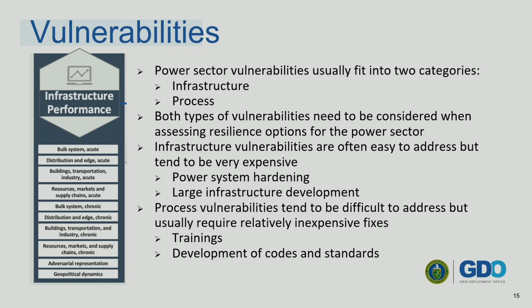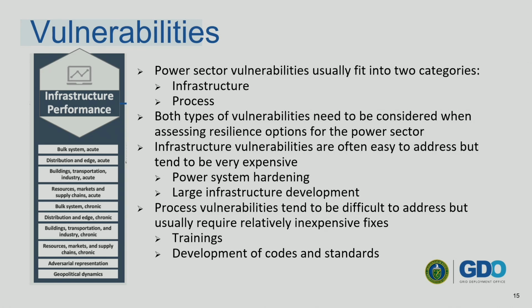Vulnerabilities are typically the weaknesses in the system, just to reiterate the definition. It usually fits into two categories, infrastructure or process vulnerabilities. Both types of vulnerabilities need to be considered when you're planning for resilience. That's why we use a risk-informed, stakeholder-driven approach to get there. Infrastructure vulnerabilities are often the easier one to address, but they tend to be very expensive, like pole hardening, large infrastructure development like GIS mapping for your service territory.